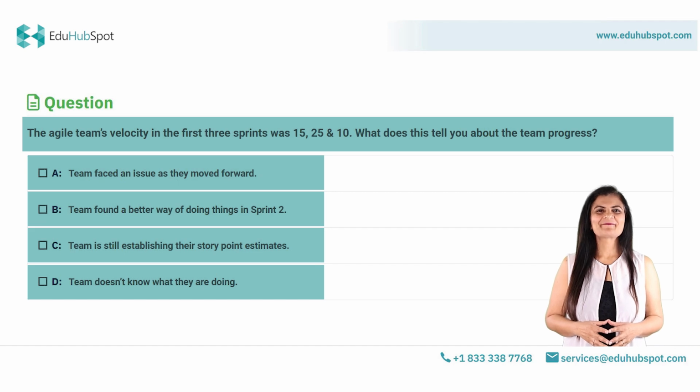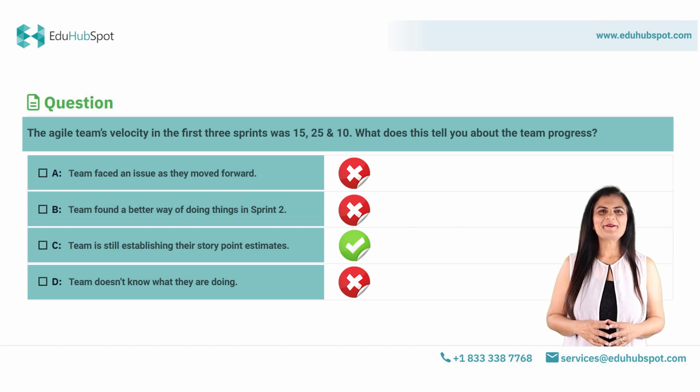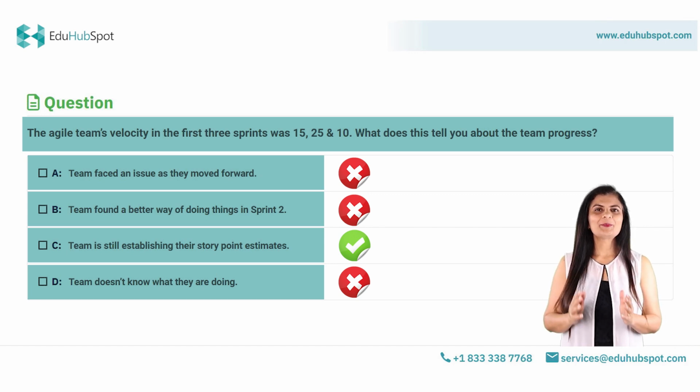Write in the chat. Yes, the correct answer is option C. The team is still figuring out their user story point estimates. And why is that so? Remember, in the question it is written these are the estimates for the first 3 sprints. I know we have not talked about it, we will talk for sure, but in the first 3 to 6 sprints, the team's velocity can fluctuate up and down.